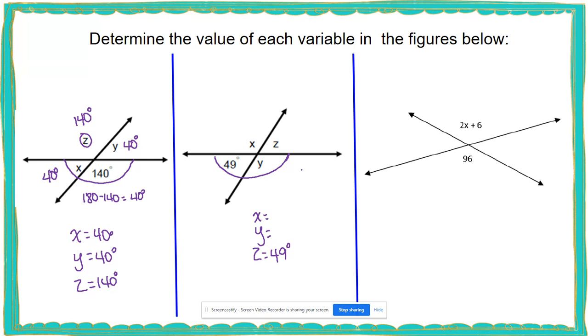So to figure out what y equals, I can do 180 minus 49. And when I do 180 minus 49, I get 131. That means that y has a value of 131 degrees. And if y is 131, I know that it's vertical to x, which means these two are congruent. So x also has a value of 131.